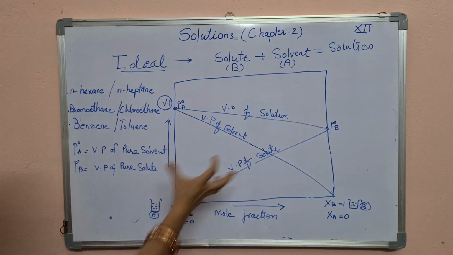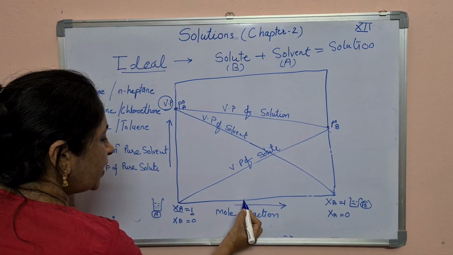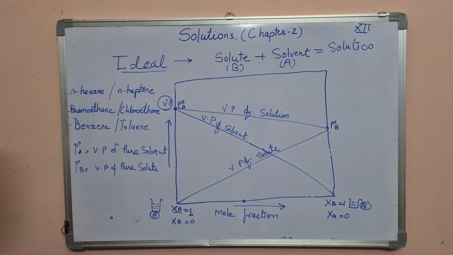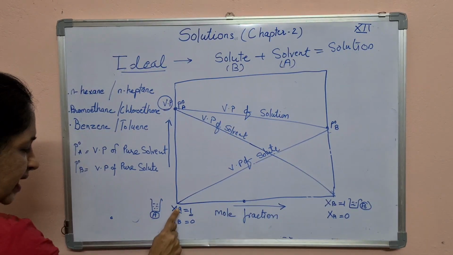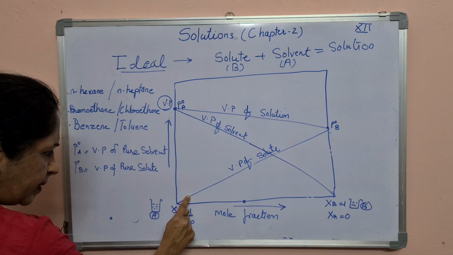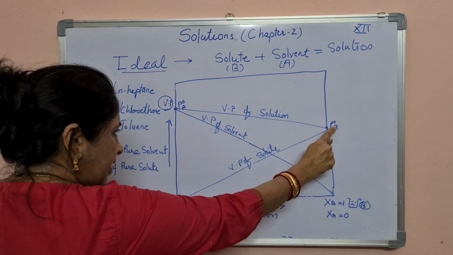Now let's see how to prove Raoult's law with the help of this graph. Let us see at this point how this is the vapor pressure of the solution. So see this line first. Here the vapor pressure is 0 and vapor pressure increases slowly and slowly and reaches maximum.